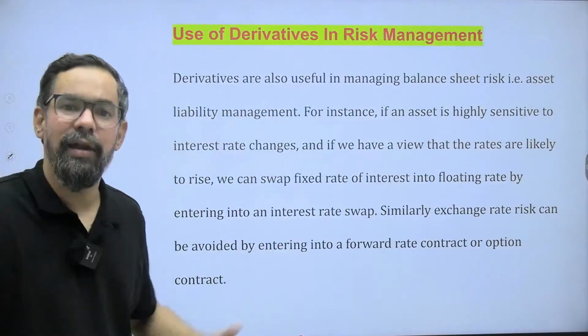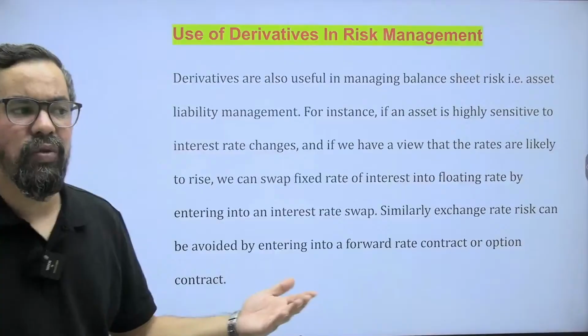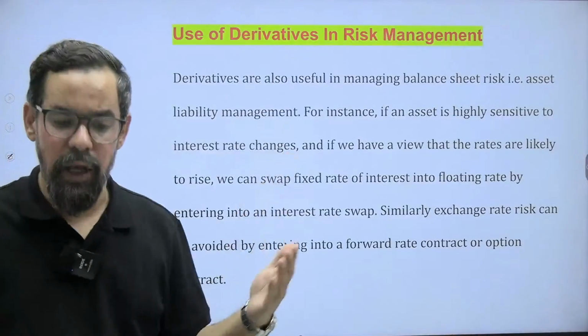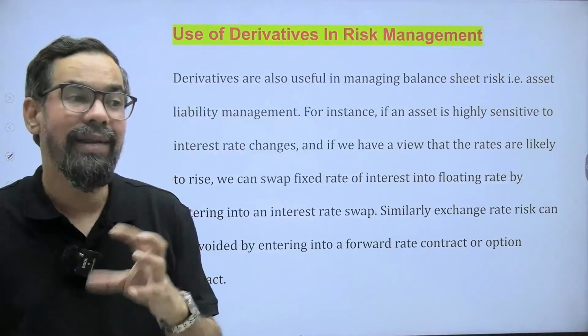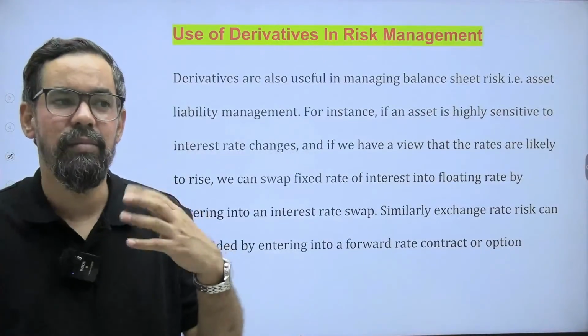Because derivatives are highly leveraged. You do not have to pay the entire value of the contract. You just have to pay an initial amount, which is called margin, and that is very small. Let's say it is at most 10%.